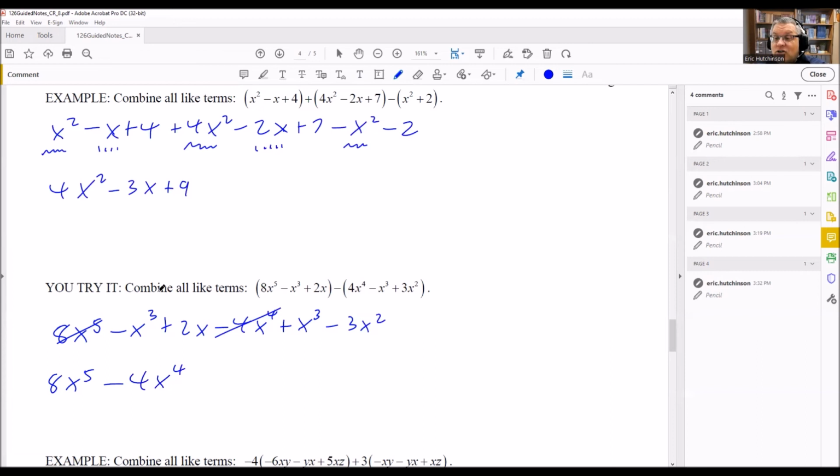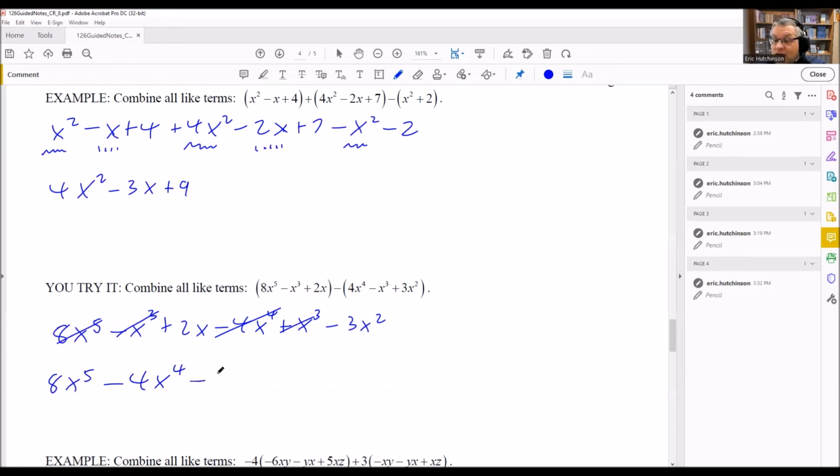I have a negative x cubed and a positive x cubed. Both of those cross out and add up to 0. So I don't need to put a 0x cubed down here. Technically, that would still be correct, but usually if it's a 0 term like that, we just leave it out. We just don't put it down at all. So the x cubes are going to be gone.